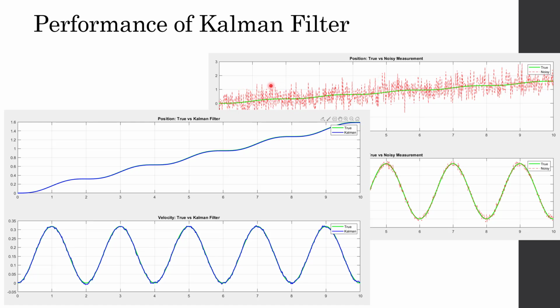In the back you see the noisy data from the sensor in red, green is the truth, and on the left side in this graph blue is the Kalman estimation, and as you see it is very well aligned with the green curves. So it means that the Kalman filter has estimated very well based on the sensor input and the process equations.